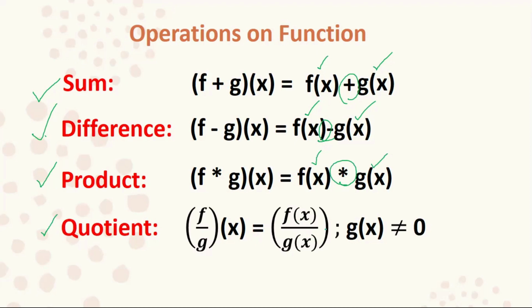Then lastly, we have the quotient. And there is a restriction here. g of x should not be equal to 0. So, hindi daw pwede maging 0 si function na nasa denominator. Why is that so, class? What do you think is the reason? It's because if the function in the denominator is 0, then this function is undefined because any number or expression when divided by 0, the result is always undefined. So take note of that.